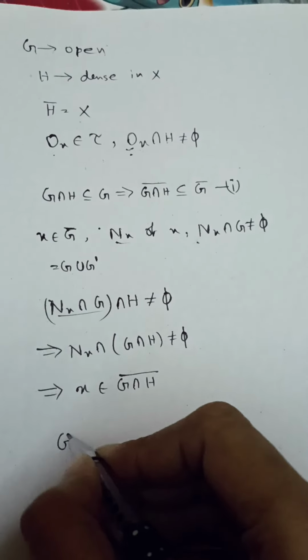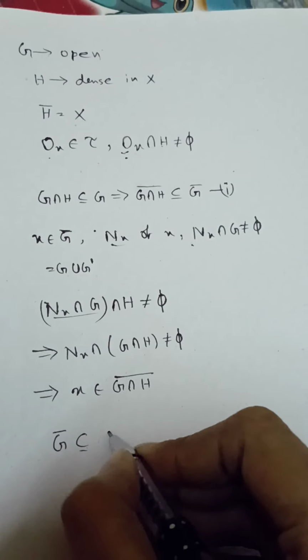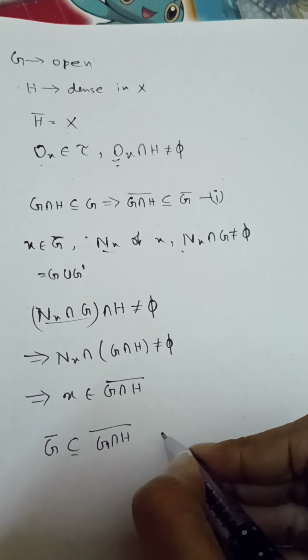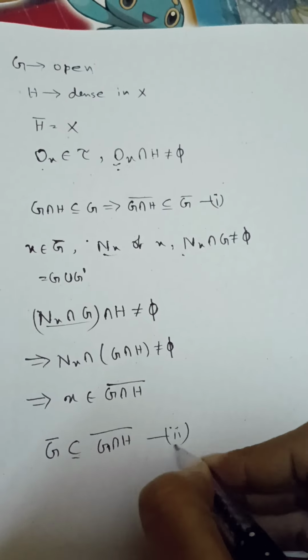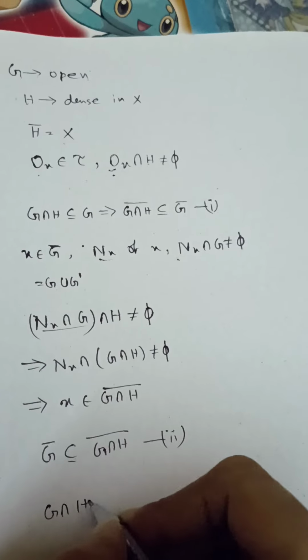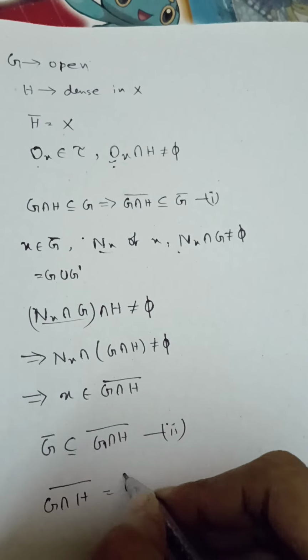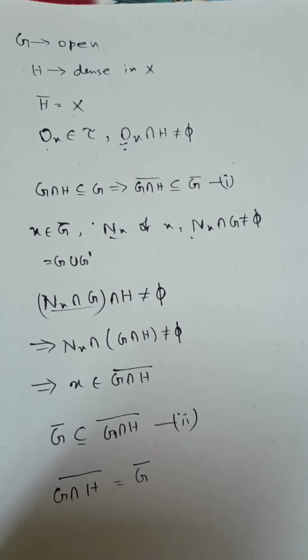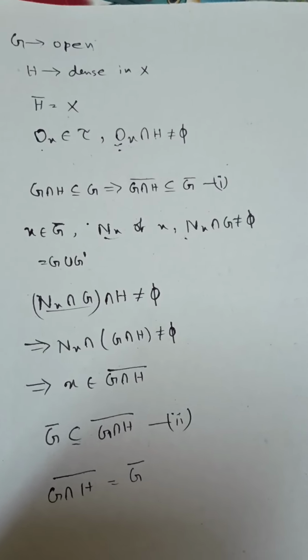So we can conclude that G bar is a subset of the closure of G intersection H. And from 1 and 2, we can conclude that the closure of G intersection H is equal to G bar when G is open and H is dense.